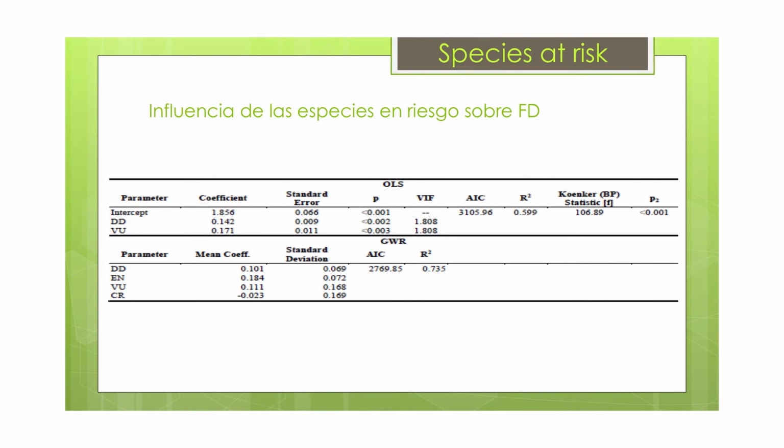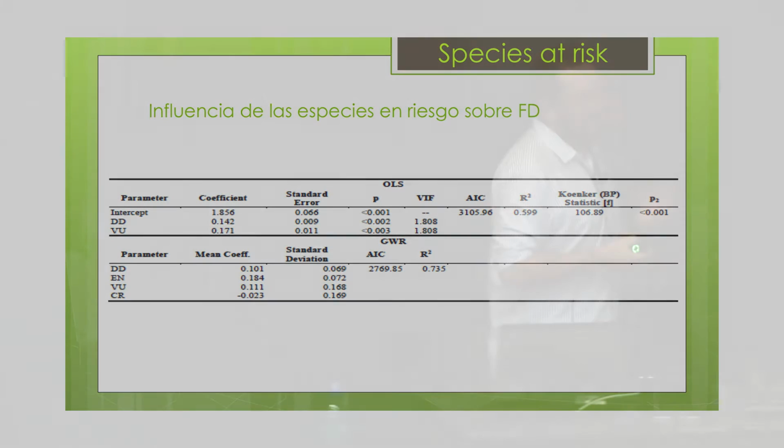So the next step, sorry, that's in Spanish. The next step was to understand what role species at risk play in functional diversity. That's important for us because those species that are threatened are obviously more prone to disappear in the short term. And if we lose those species, we're going to lose a part of that functional diversity. The idea was to understand how much of that.